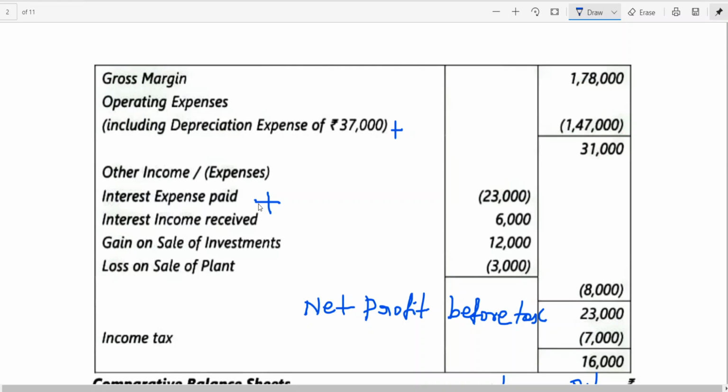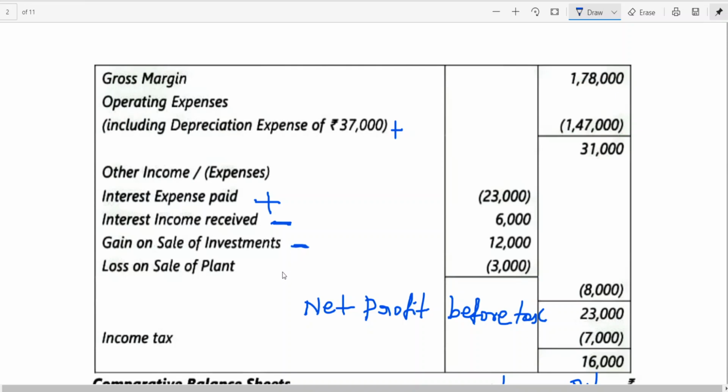Then interest income received generally will be received on investments, no? So this is related to investing activity, but it has been added to get the profit and loss account figure. To find out operating activities, this is to be subtracted. Then gain on sale of investment will be included in sale of investment. Because of that gain, net profit has increased, so this is to be subtracted.